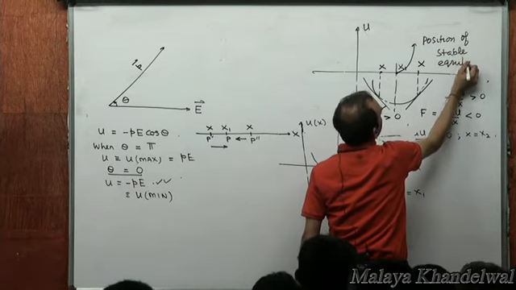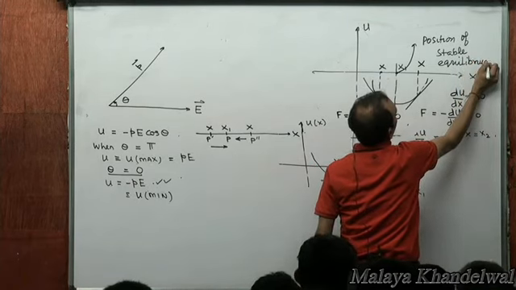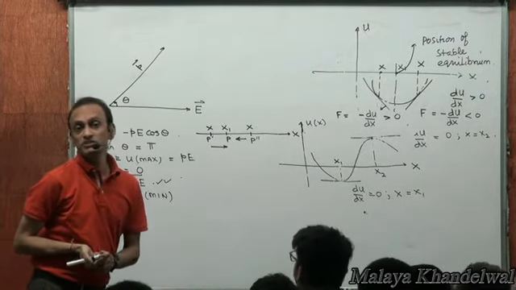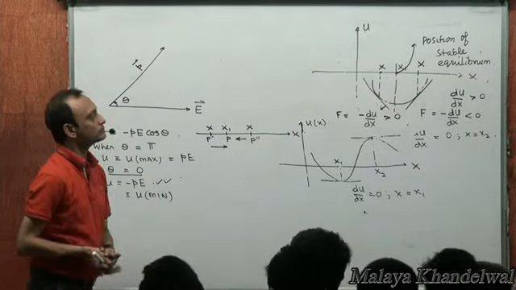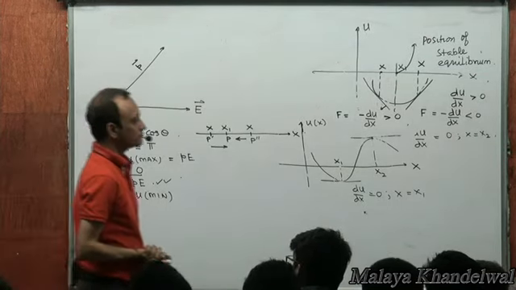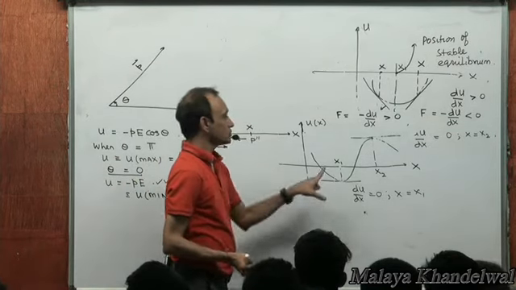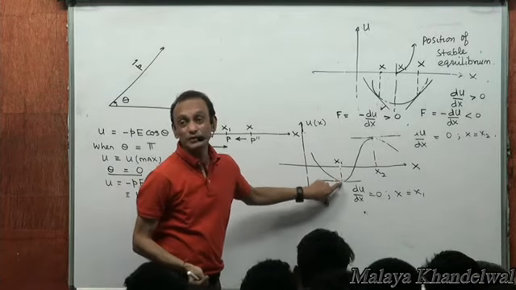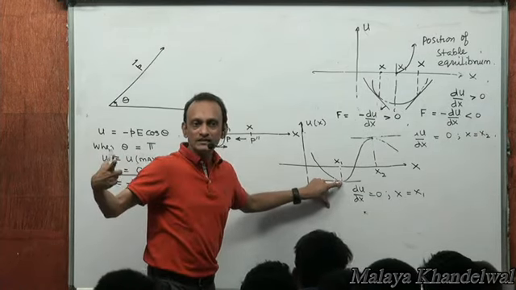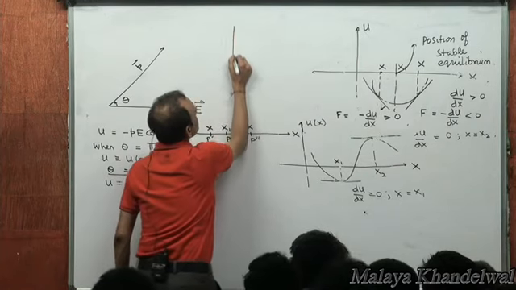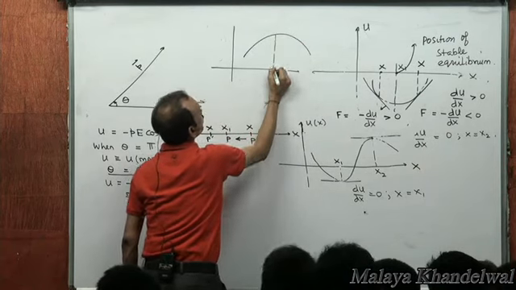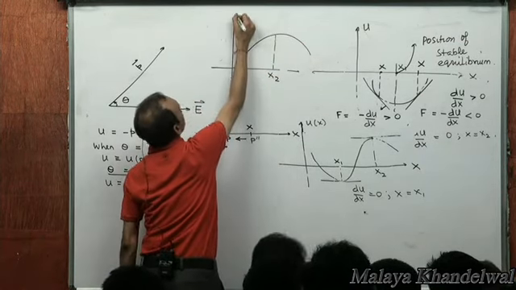It's a position of stable equilibrium. In contrast, a position of least potential energy is a position of stable equilibrium. In contrast, look at x equal to x2. This is also equilibrium.